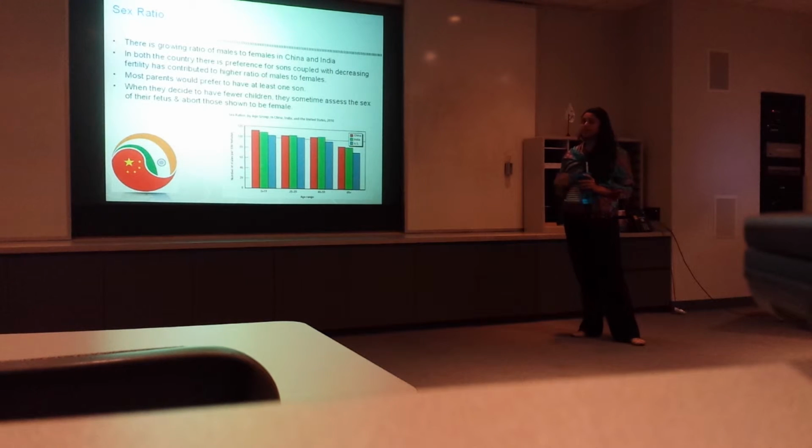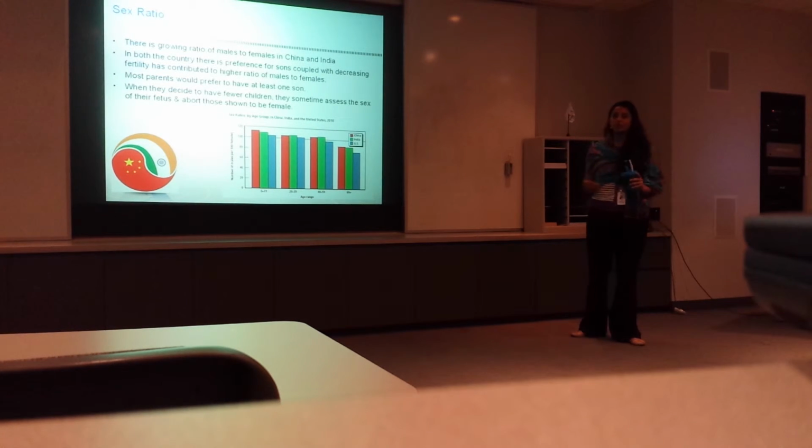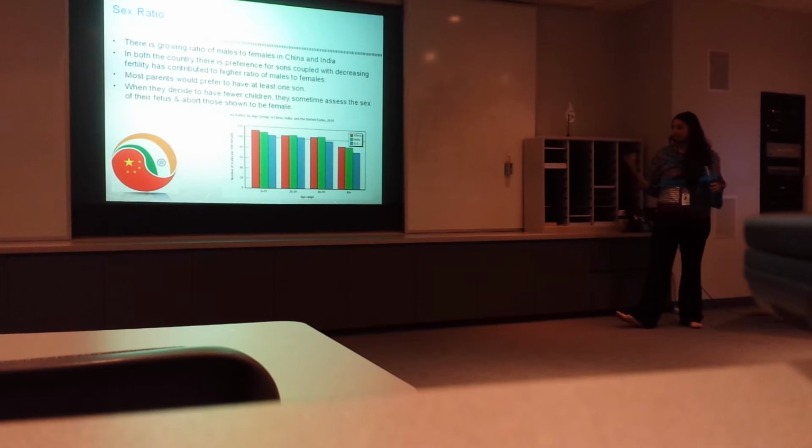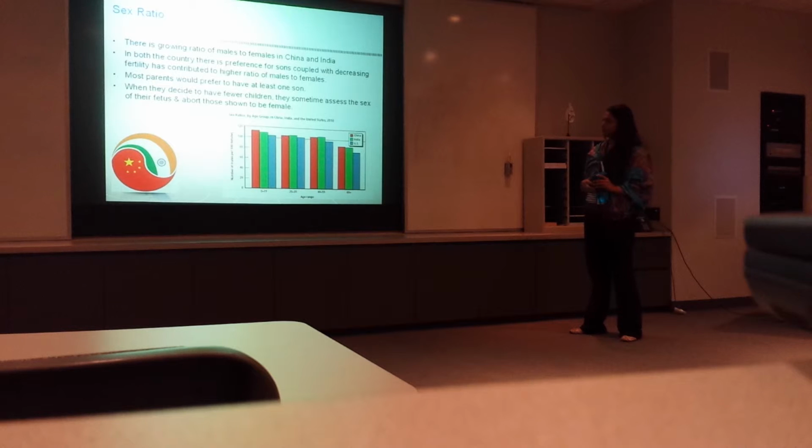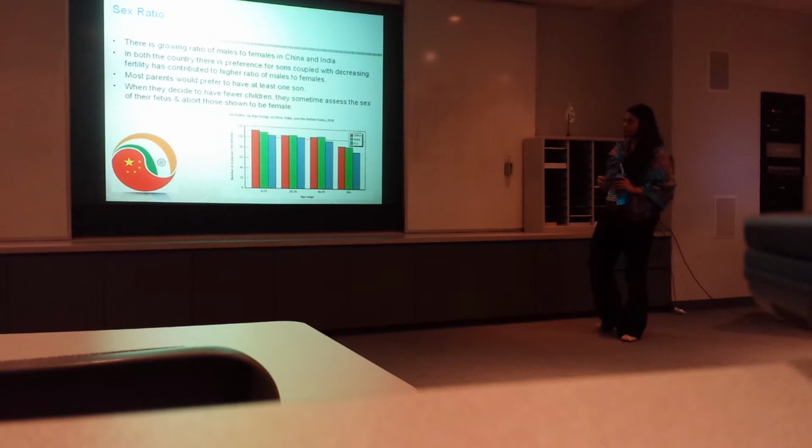And when they decide to have fewer children, like in China, a lot of times they would assess the gender of the fetus, and if it's a female, they would abort it, which is not fair, but that's how it is. As you can see in this graph from 2010, it's a column graph which defines the number of males per 100 females in India, China, and the U.S., and the age range at the bottom.